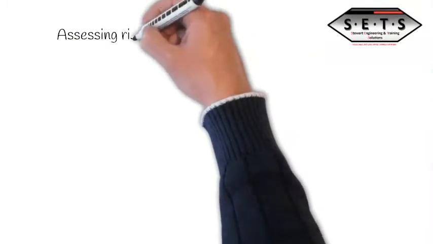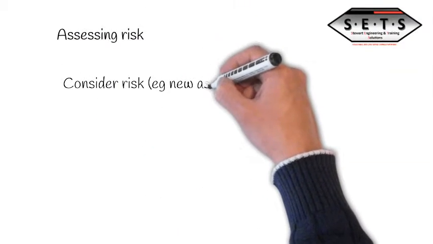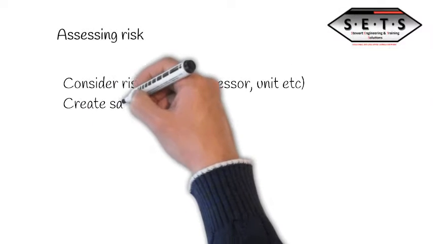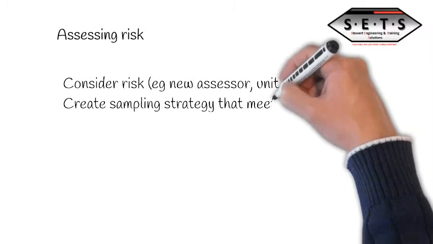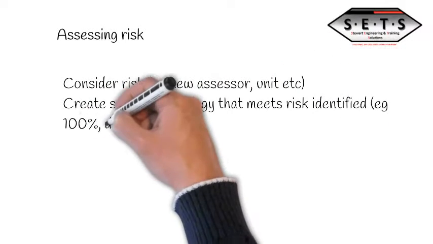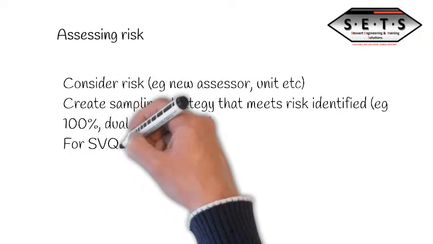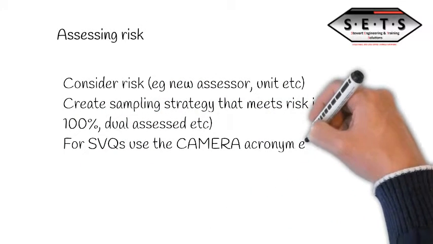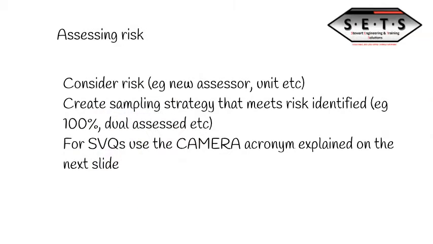Quality assurance has an emphasis on risk. As an internal verifier, you need to consider risk. For example, is there a new assessor or changes to a unit, etc.? You need to then create a sampling strategy or plan that meets those risks identified. For example, 100% sampling of new assessors, dual assessment as a training support, and so on. For SVQs, you should use the CAMERA acronym explained on the next slide.